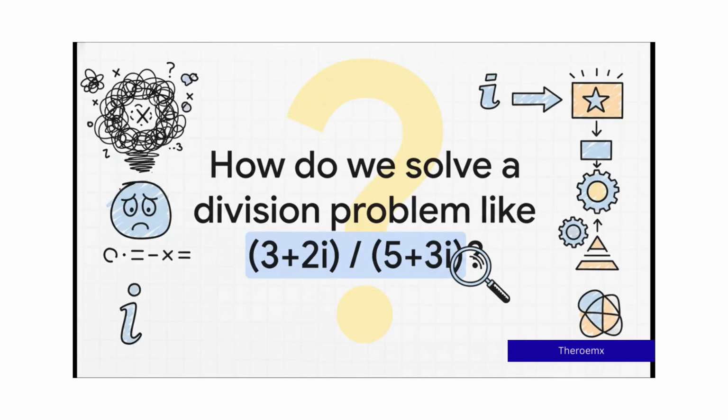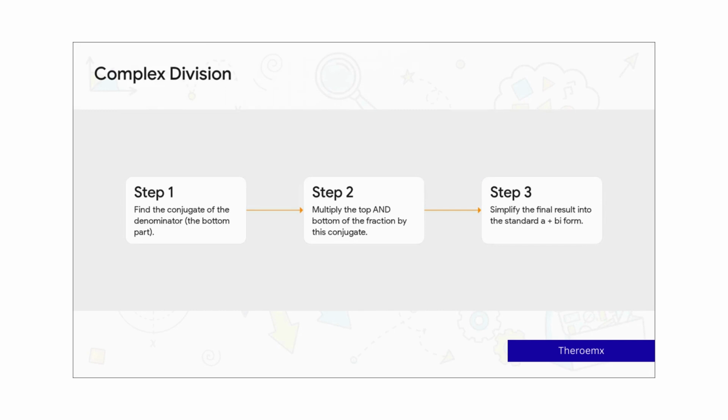All right, time to put our shiny new tool to the test. A division problem like this one, it just looks messy, right? How in the world do you divide by something that has an i in it? Trying to do it directly is a real headache. But with the conjugate, it becomes totally straightforward. The whole process is just a simple three-step recipe.